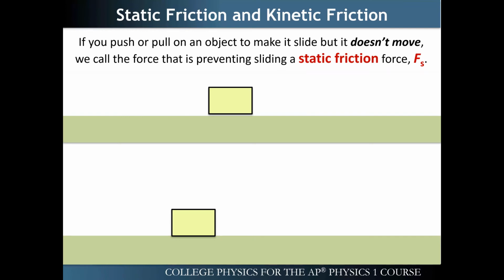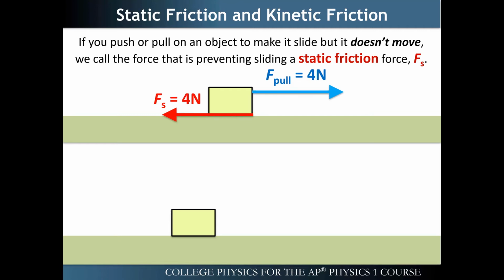So let's quickly review the difference between static friction and kinetic friction force. If you push or pull on an object to make it slide, but it does not move, we call the force preventing the sliding static friction. And we abbreviate it typically F with a subscript S. So if I have this object and I pull with 3 newtons, but it doesn't move, then the friction force must be 3 newtons resisting that movement, resisting that pull.